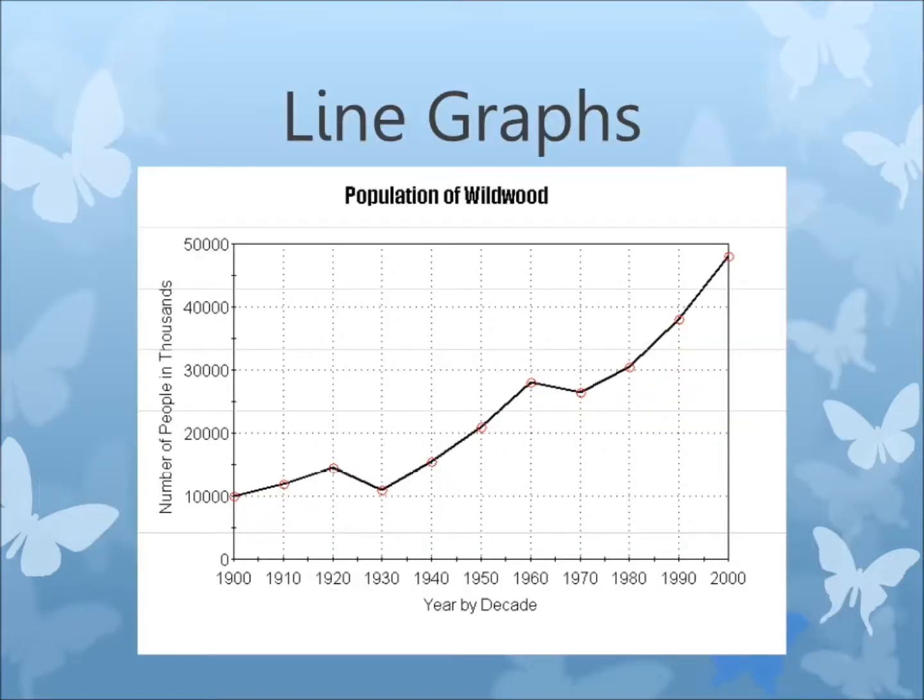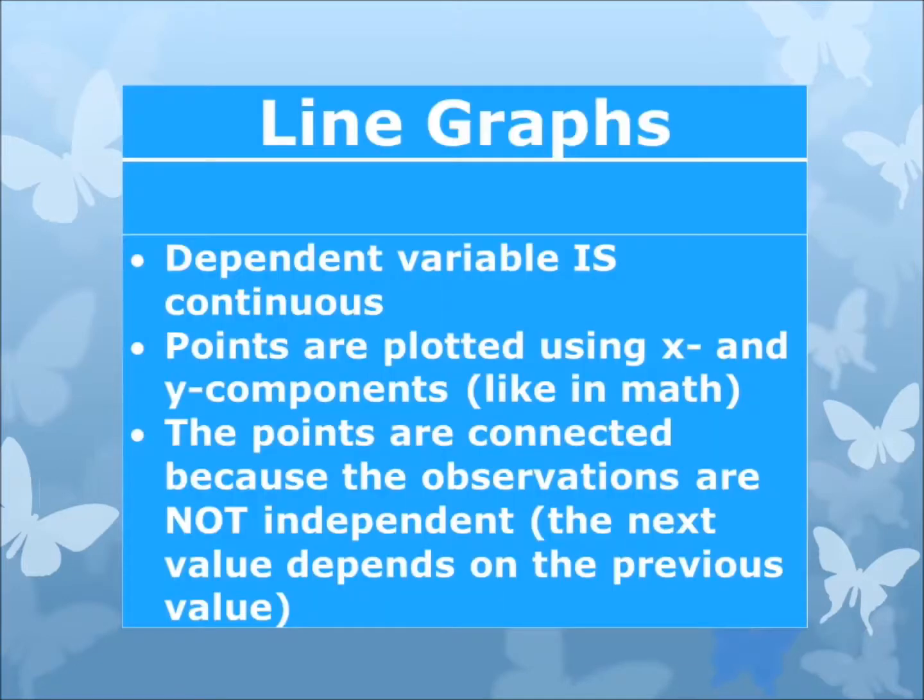A line graph, here's an example. This is not a best fit line. This is just a line graph that's been connected. The dependent variable is continuous. The points are plotted using x and y components like in math. The points are connected because the observations are not independent of each other. And that's the big difference. You want to see a relationship. Okay, so if it says I want to see a relationship between the two variables, I would use a line graph. What happens with x when I change y? Or what happens to y when I change x? Then you use a line graph.